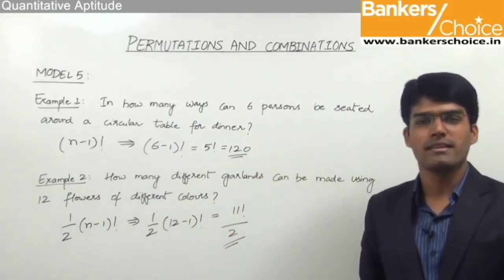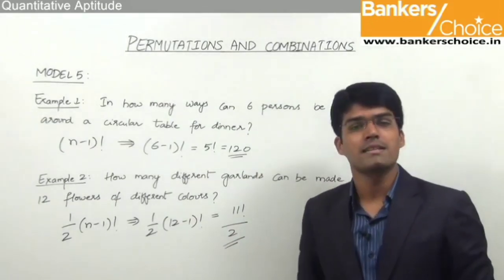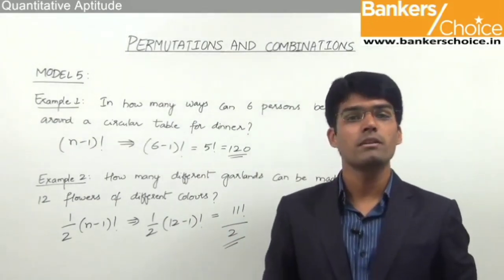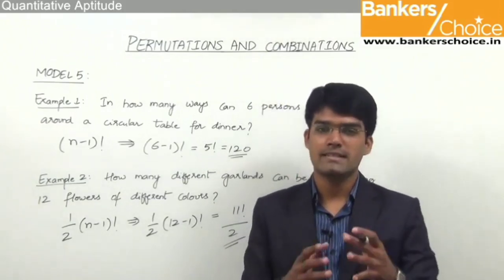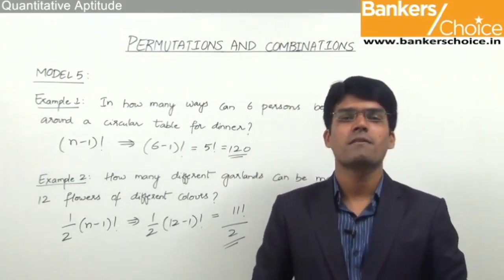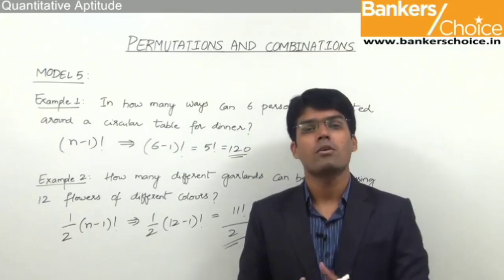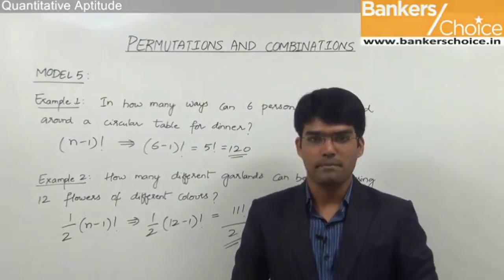So the very simple point here is, in case of circular arrangements, the answer should be taken as n minus 1 factorial when clockwise and anti-clockwise are considered to be different from each other. And the answer should be taken as half of n minus 1 factorial when clockwise and anti-clockwise arrangements are considered to be the same.